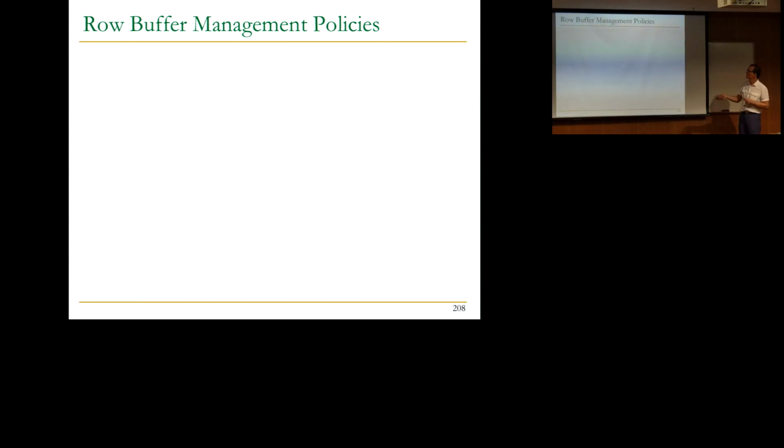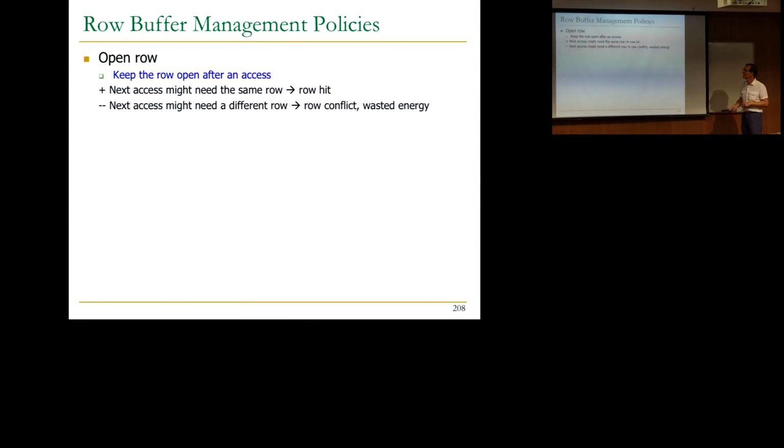Okay, so row buffer management policies, we discussed this very briefly because somebody asked a question. But basically, what I described earlier was the open row policy. You keep the row open after an access in anticipation that the next access is going to be to the same row in the same bank. If that's the case, that's good. You get a row hit. But the next access might need a different row. In this case, you get a row conflict, and you waste energy. So clearly, the open row policy anticipates that you might need the same row.